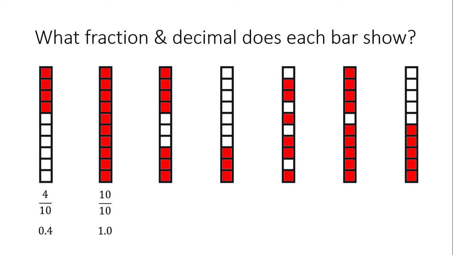I can see that there are 7 of the pieces colored in, so 7/10. And you put 7 in the tenths place. Next one, I see 3 of the 10 pieces colored in, so 3/10. So you put 3 in the tenths place. Next one, I see 6 of the 10 pieces colored in, so I put 6 in the tenths place. Next one, I see 9 of the 10 pieces colored in, so I put 9 in the tenths place. And finally, last one, I see 5 of the 10 pieces colored in, so you put 5 in the tenths place.